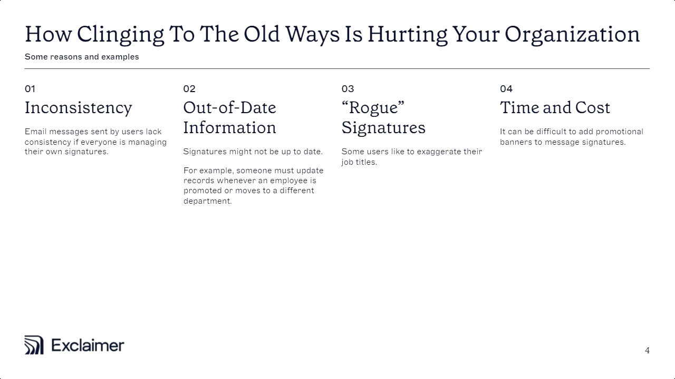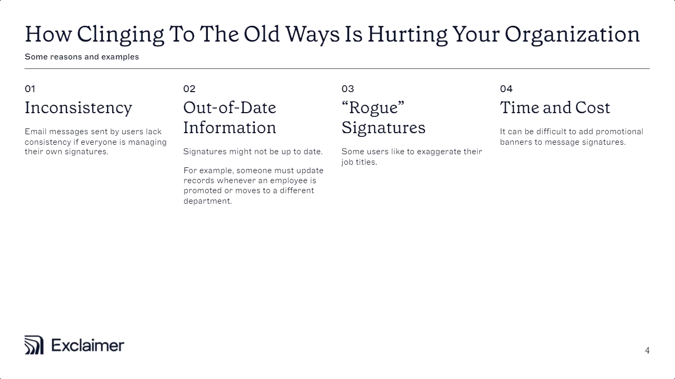So another way that clinging to the old way of doing things can potentially be problematic for an organization is in terms of time and cost. Because think about it from an IT department perspective. If IT is having to manage message signatures, well then they're consuming time, and that's time that could be better spent on more important items. And there's also a cost associated with all of the employee hours that are dedicated to signature management. So you have to factor that in.